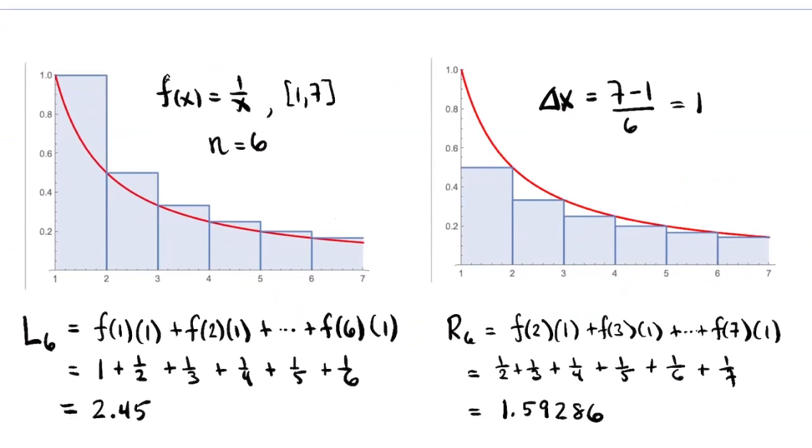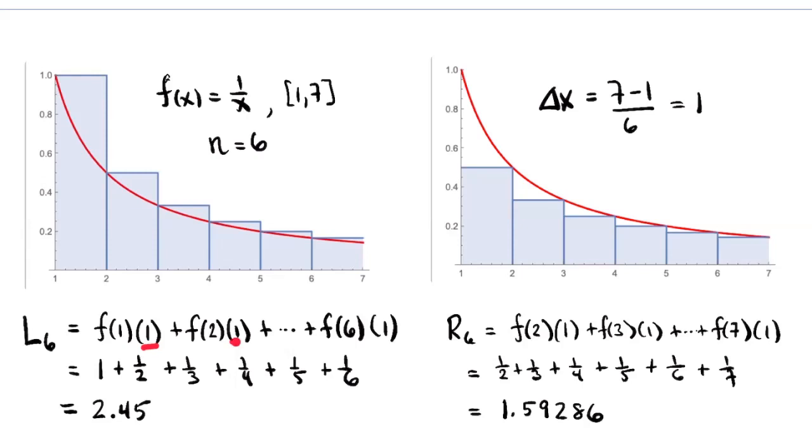All right, so in this picture, you can see my computer-generated image where I've got 6 rectangles drawn. You know their width, it's delta x. We calculated it above, it's equal to 1. And I'm showing you here the function notation, f of 1.